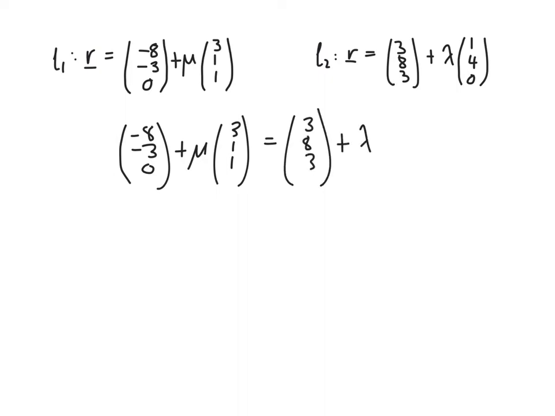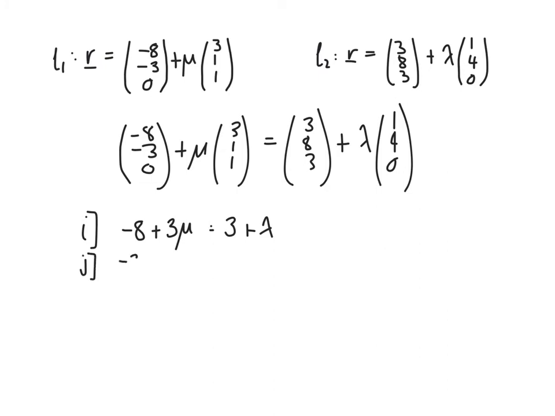So that has given me now an equation which doesn't look that nice to pull apart, but of course we know that we can consider the i's, the j's and the k's individually as separate components. If I look at the i components, the top rows of all of my vectors there, I've got minus 8 plus 3 mu equals 3 plus lambda. If I look at my j's, I've got minus 3 plus 1 mu equals 8 plus 4 lambda. And if I look at my k's, I've got 0 plus mu equals 3.